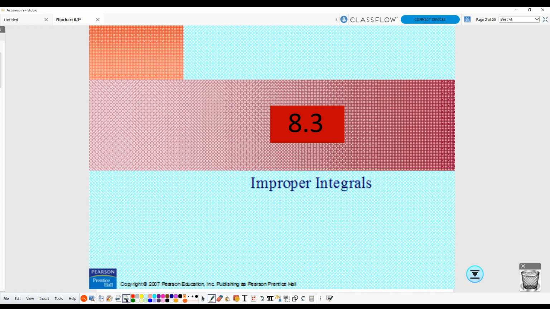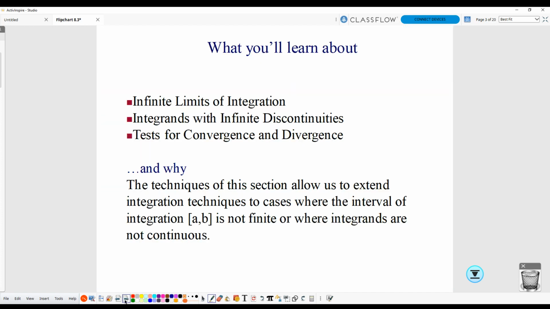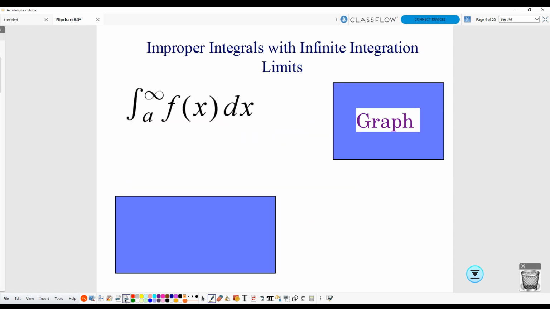So what we're getting to is something called improper integrals. And what makes something improper, like improper fractions, or sorry, proper fractions, top heavy. Improper integrals are ones that you shouldn't really be allowed to integrate, but we do it anyway. Tricks that are there.